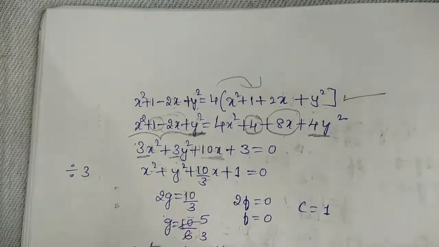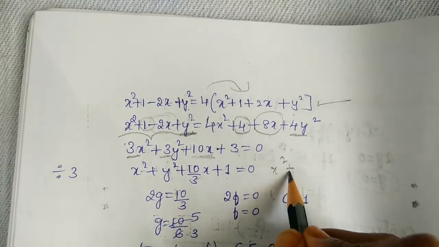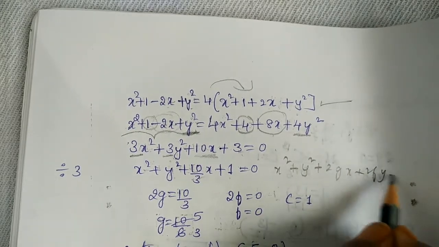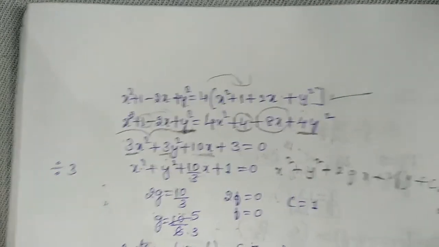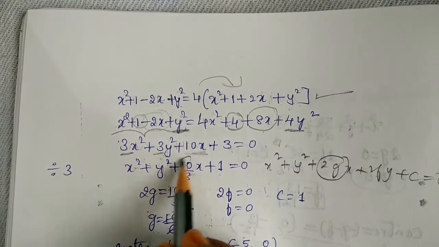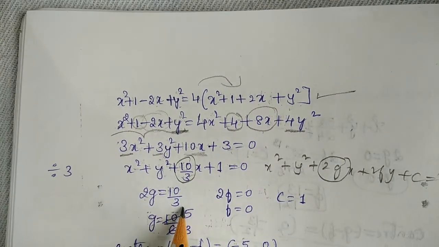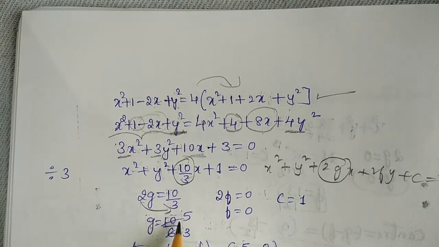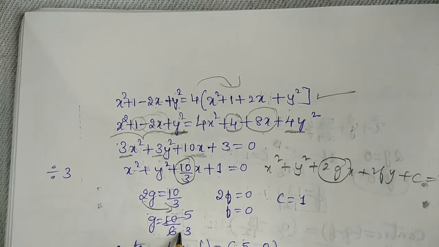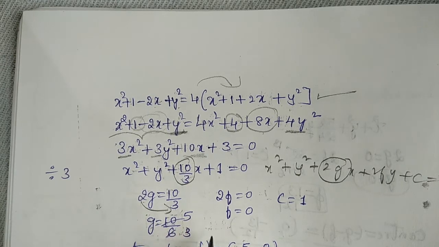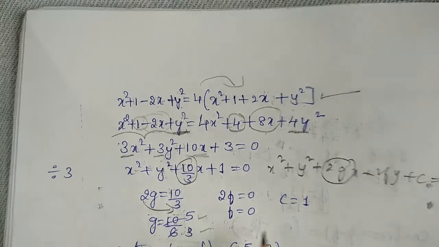So now compare with x square plus y square plus 2gx plus 2fy plus c is equal to 0, which is the equation of a circle. Compare the coefficient of x. Here we have 2g, here we have 10 by 3. So 2g is equal to 10 by 3. So g is equal to what? Just multiply 2 to the right, then it becomes 2 3s are 6, so 10 by 6. Now 2 3s are 6, 2 5s are 10, therefore we remain with 5 by 3.